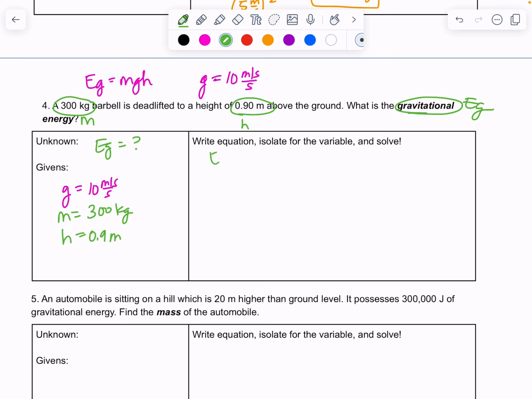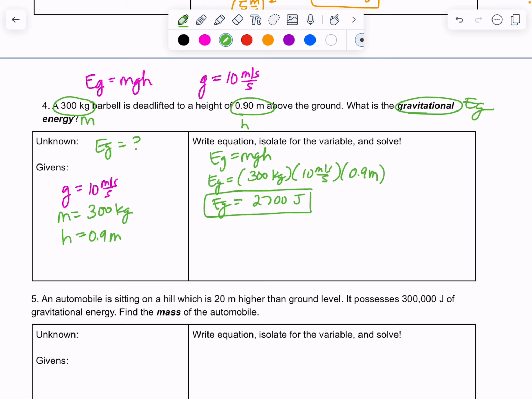Okay, so we're going to write the equation first, always without numbers, which is EG equals MGH. Then we're going to isolate, but it already is, so that was lucky. So the mass is 300 kilograms, and the G is 10 meters per second squared, and the height is 0.9 meters. Then I'm just going to multiply all those together. EG is the easiest one because it is not so complicated, and it's going to give us 2,700 joules of energy.